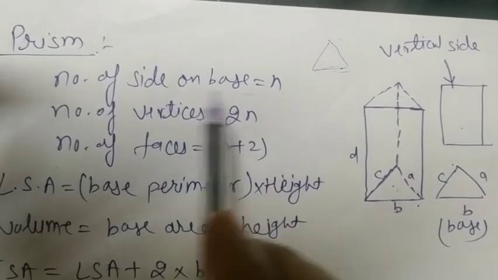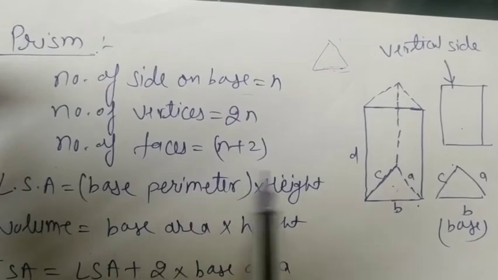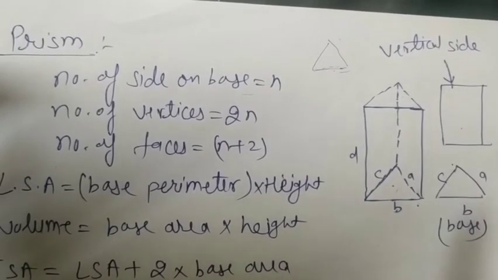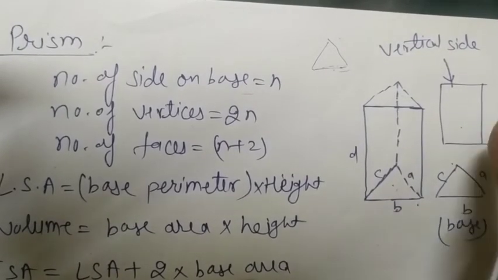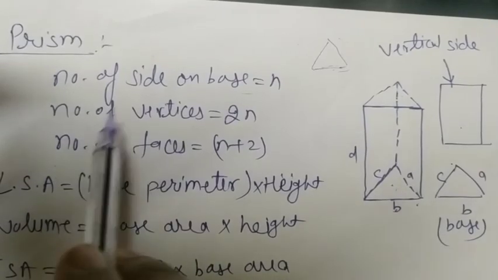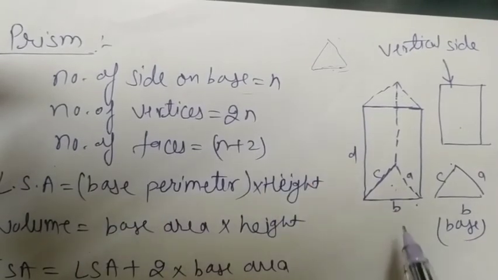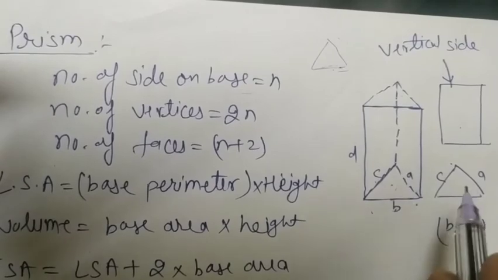How many sides are there? Here when I'm saying side face, I'm talking about the side face, which will be the rectangle. How many sides are there on the base? Suppose here it is 3.